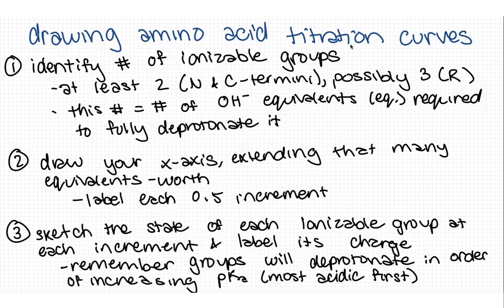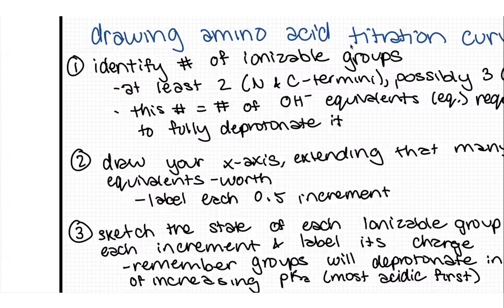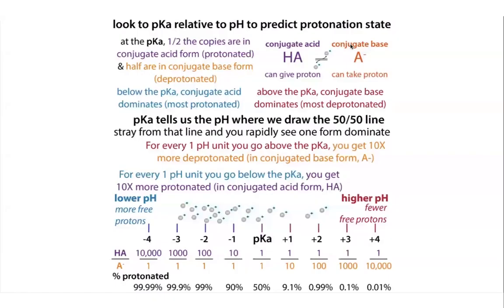Remember when you're doing this that the groups are going to deprotonate in order of increasing pKa, so the most acidic first. Remember that the pKa is the pH at which half of it is protonated and half of it is deprotonated. If you're at a pH that's below the pKa, there are more protons available, so more than half of it is going to be protonated. And if you are above the pKa in your pH, you're going to have fewer protons available, so less than half is going to be protonated.